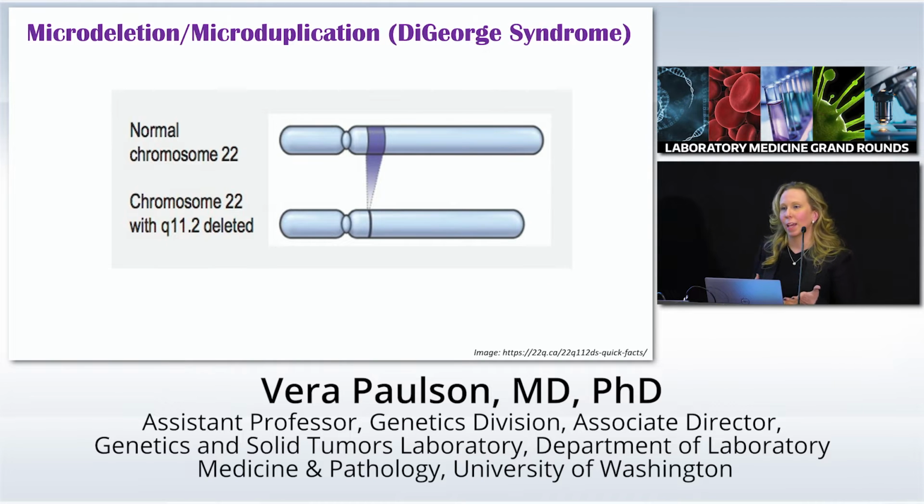So what do I mean if I'm saying microduplications and deletions? A really good example is looking for DiGeorge syndrome, right? So I'm not looking for all of chromosome 22 to be gained or lost. I'm looking for a small band to be deleted. And it's other gains and losses like this that we'll discuss next.